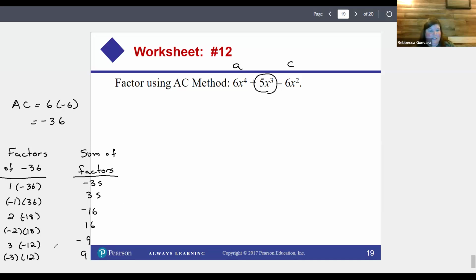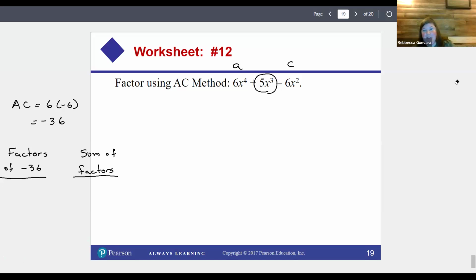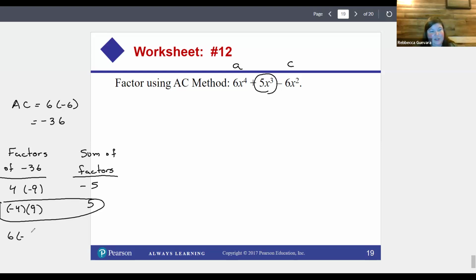So next set of factors, I'm going to have to erase these so we have room. So we tried these, none of these worked. So I'm going to start with 4 next. If I divide 36 by 4, I get 9. So I have the choice of 4, negative 9, negative 4, and 9. That gives me a negative 5. These two together give me a positive 5. So it looks like these two are going to be the ones that work. The other set I could have used were the 6s, but like I said, we know that's going to result in a 0.